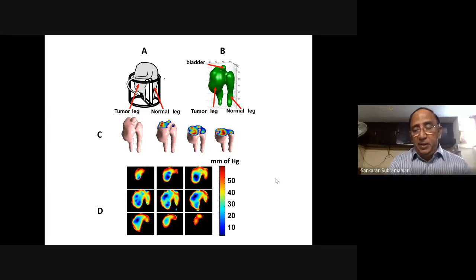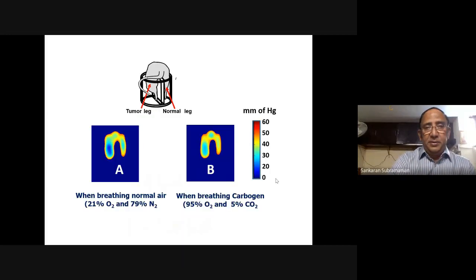So these are now being used in cancer treatment with radiation to monitor the oxygenation of tissues before and after. This is an example of a tumor having a hypoxic zone. Allowing the rat to breathe carbogen, which is 95% oxygen and 5% carbon dioxide, immediately oxygenates that particular tumor. So animal models have been used for looking at this.